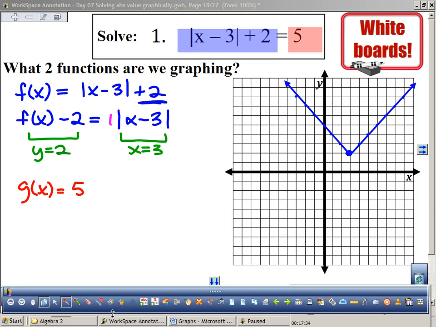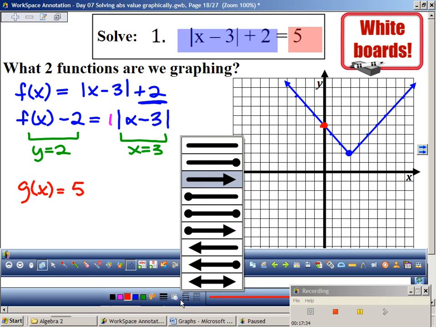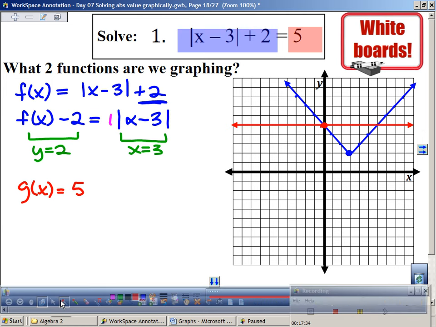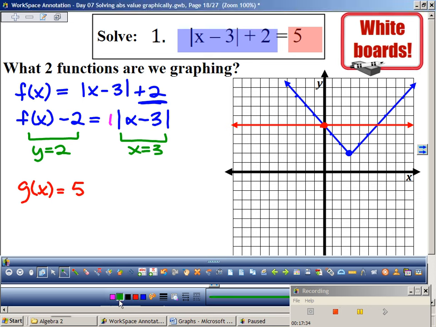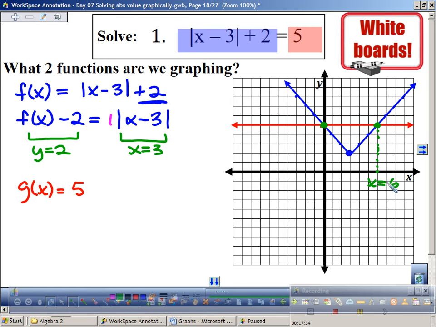Graph my g of x, which is at positive 5. 1, 2, 3, 4, 5. I did it again, Miss Wiz. I did the easier one. This was the easier problem. I should have done the harder one that's on the next slide. Okay, so my solutions are when x is 1, 2, 3, 4, 5, 6, x equals 6, and my other solution is when x equals 0.